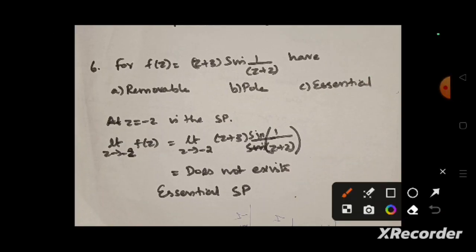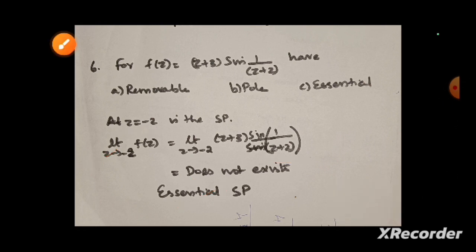Sixth question: for f(z) equal to (z plus 3) sin(1 divided by (z plus 2)), have. So here is the solution. z equal to minus 2 is the singular point. This fails to be analytic, so this is the singular point. Now at this point, 1 divided by minus 2 plus 2, that is 1 divided by 0, is infinity. Sin infinity is not infinity; the value does not exist. So we can say this is the condition for an essential singular point. Just like sin 1, sin 2, sin 3, sin 4, etc., sin infinity has no definite value, so it does not exist.